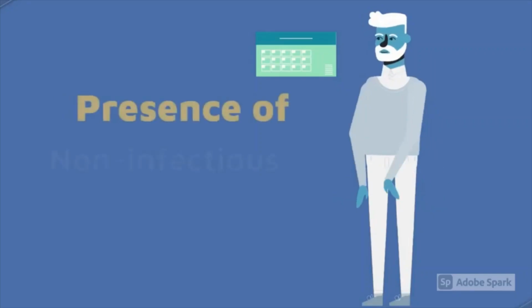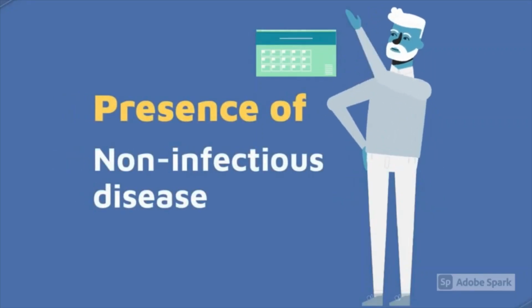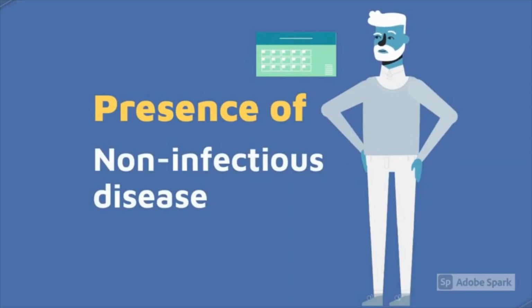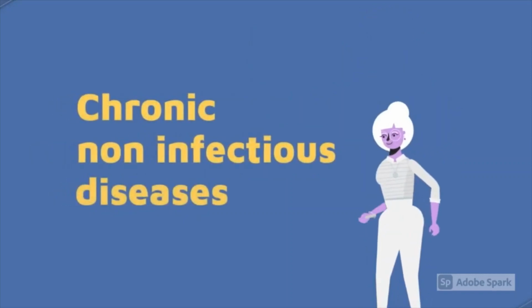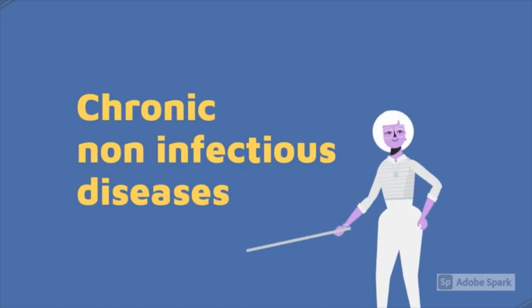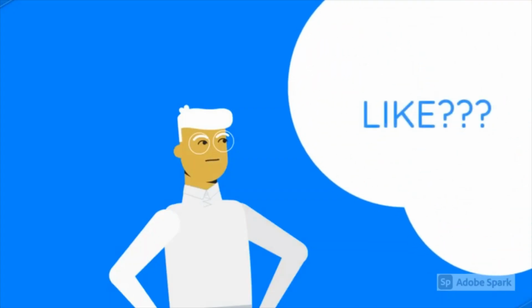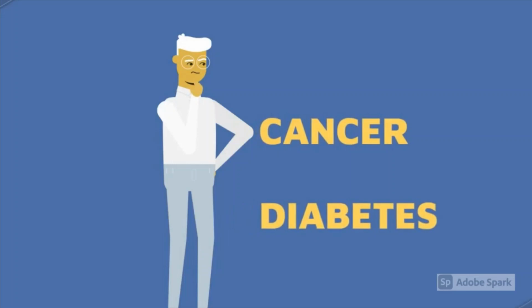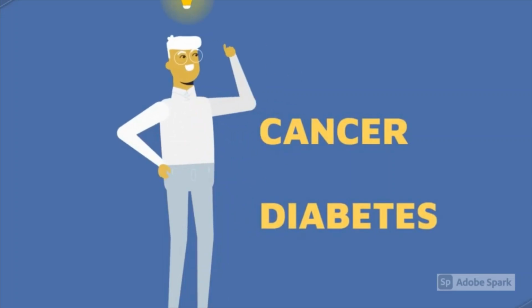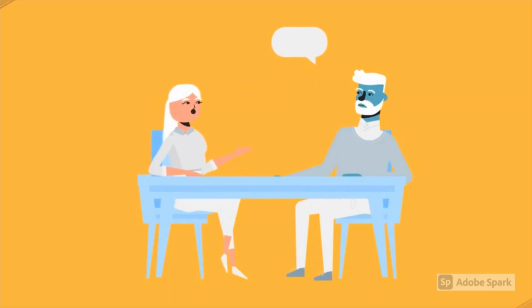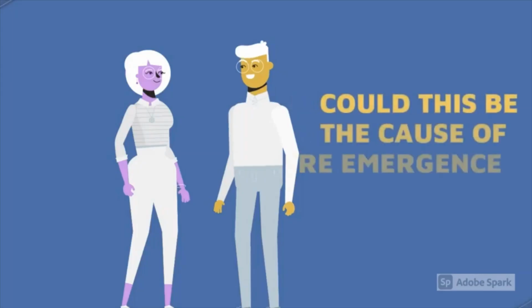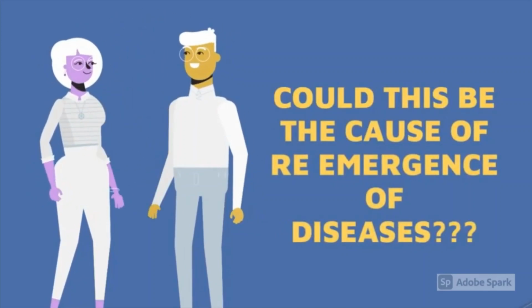Number 3, presence of non-infectious diseases. In the present time, we enter into a new model, which predominantly consists of chronic, non-infectious diseases. You may ask what they are. They are diseases like cancer, diabetes, and this could potentially compromise a healthy immune system. Many scientists argue that the model could be one of the main reasons for the re-emergence of infectious disease.